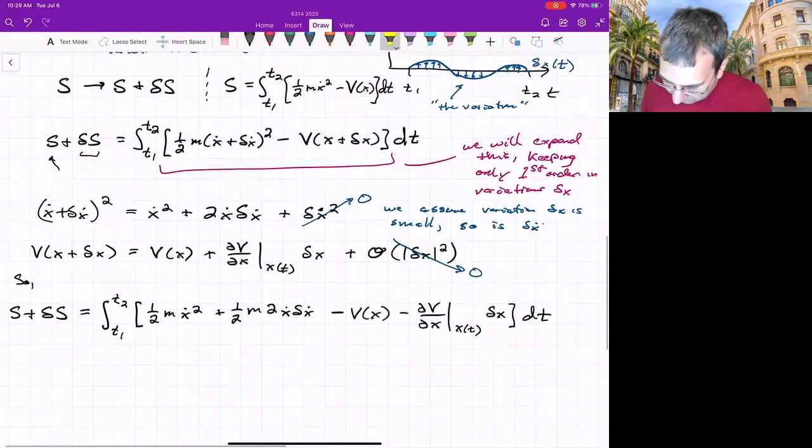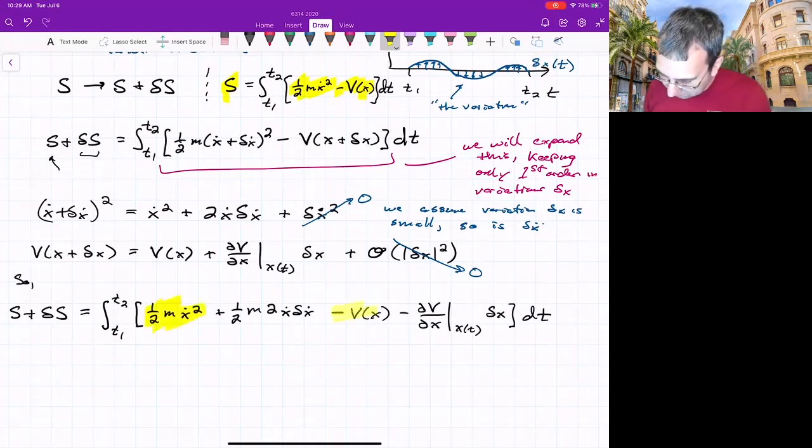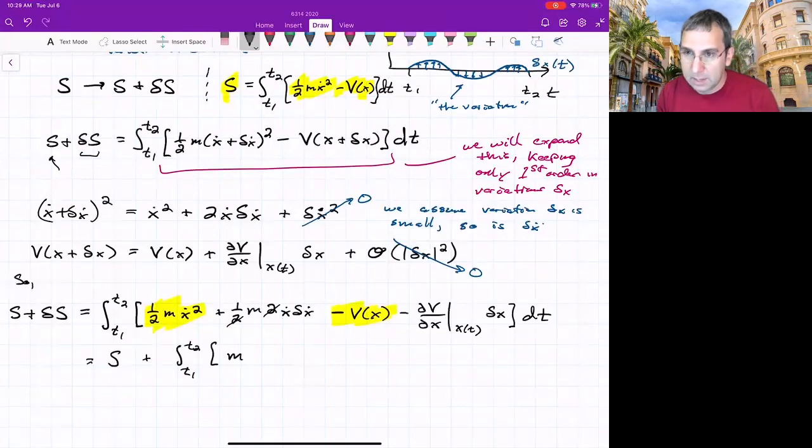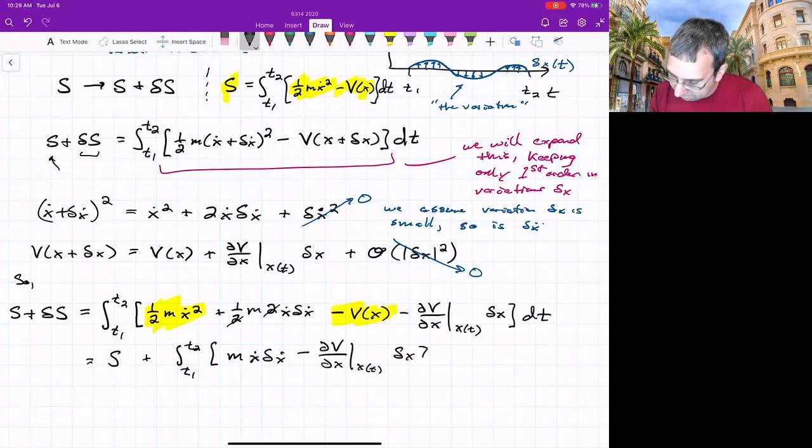All right, now there's some things we can notice here. If I scoot up a little bit, what was S up here? It was 1/2 m x dot squared minus V, and I've got the same terms here. So it looks like I have already in here S, and then I have some other things. So let me just collect those. This 1/2 and this 2 cancel. And I've got an integral t1 to t2 of m x dot delta x dot minus partial V partial x evaluated along the true trajectory, delta x, dt.